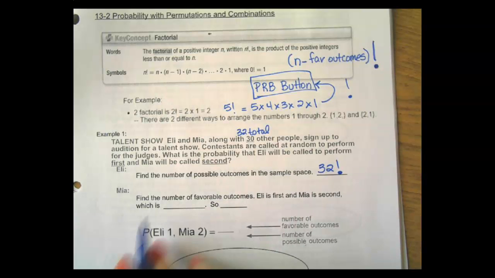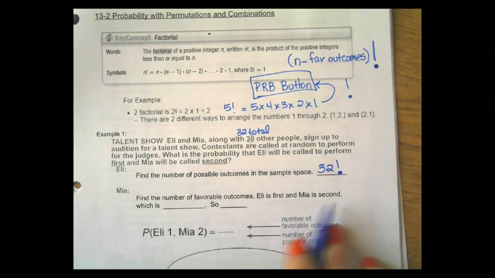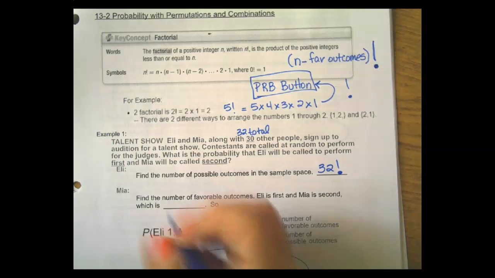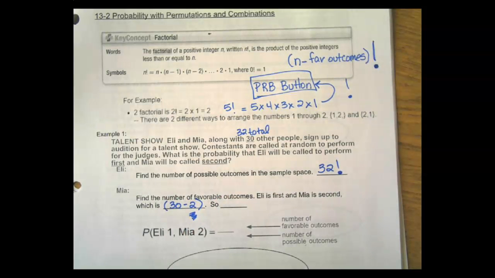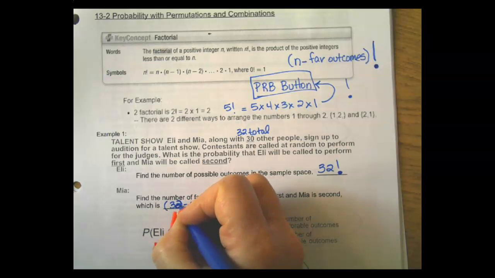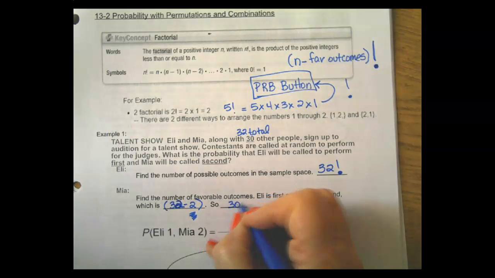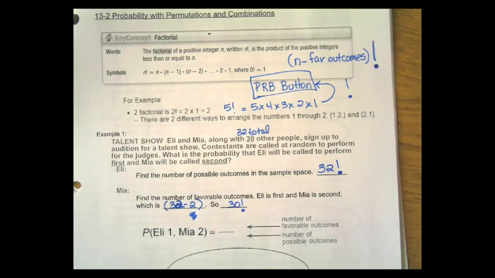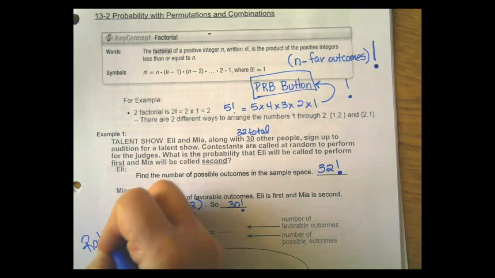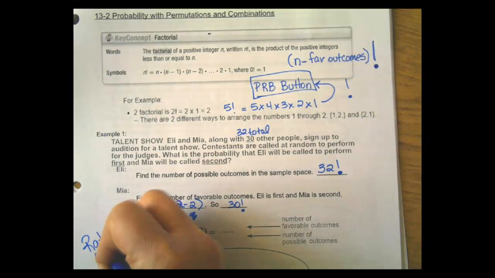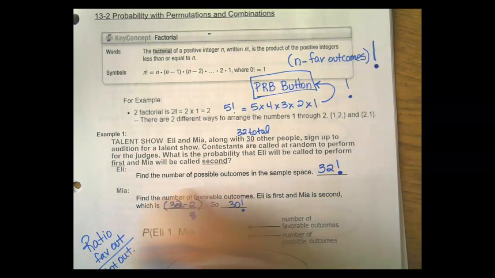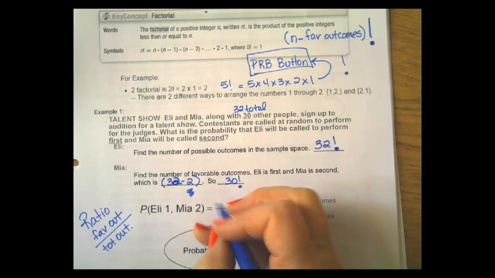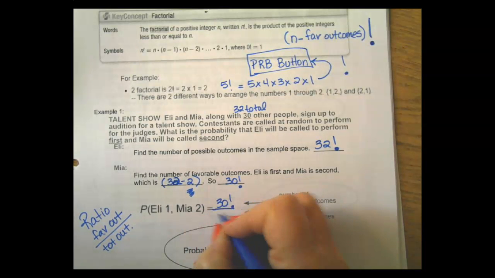So let's move on. To find the number of favorable outcomes, Eli is first and Mia is second. So that means 32 minus 2, because they want to be first and second. So that would be 30. So for the number of favorable outcomes, you would make a ratio of favorable outcomes over total outcomes. So you would say 30 factorial over 32 factorial.